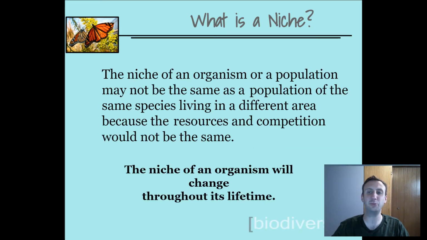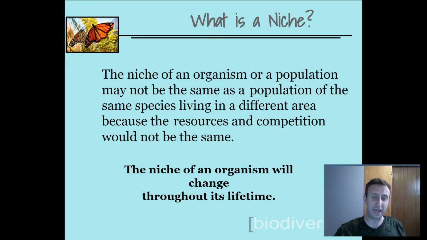So the niche of an organism or a population may not be the same as a population of the same species living in a different area. Different animals can actually have different niches depending on where they are. For example, they could have a different diet, or they could live in a different circumstance. So let's say we're talking about a dog. This is kind of a poor example, but it's what I came up with. A dog that's living in the house is going to be different than a street dog roaming through the streets in terms of, for example, what it eats and what it does. These are all going to be different, and therefore it has a different niche.